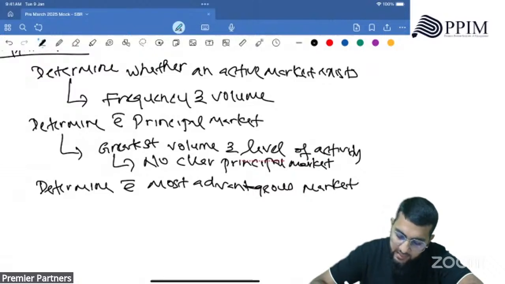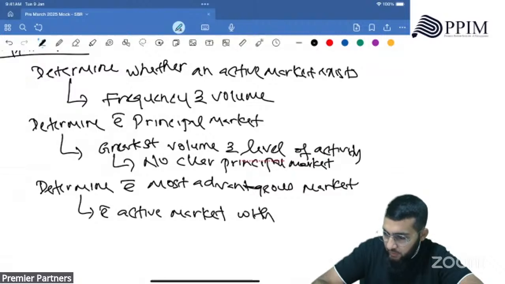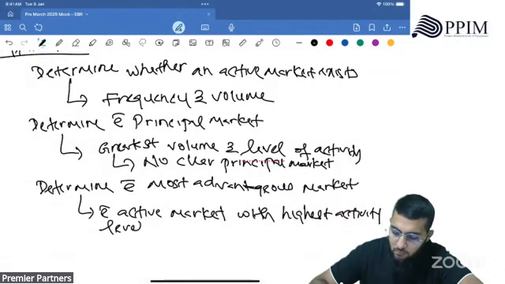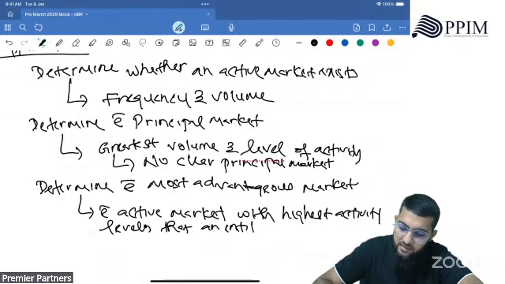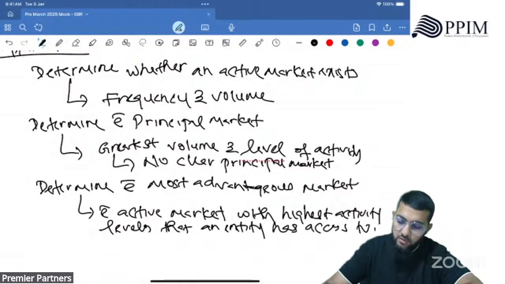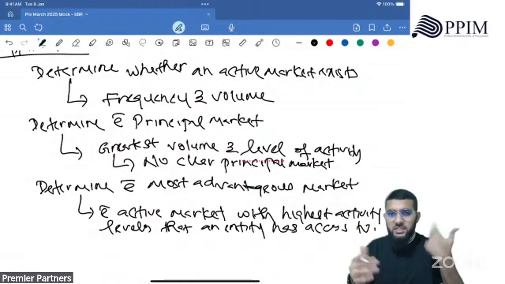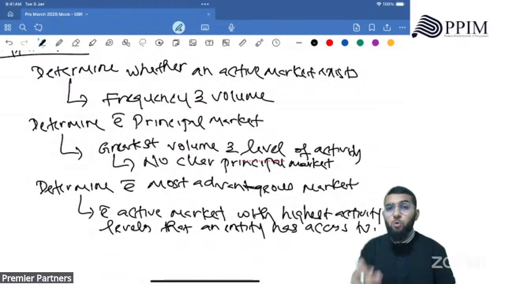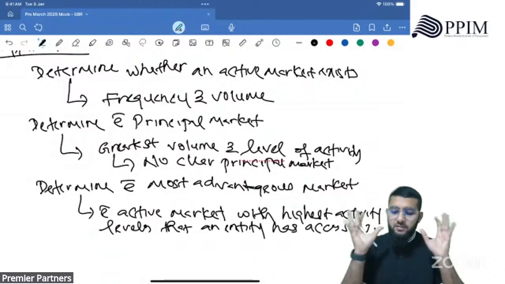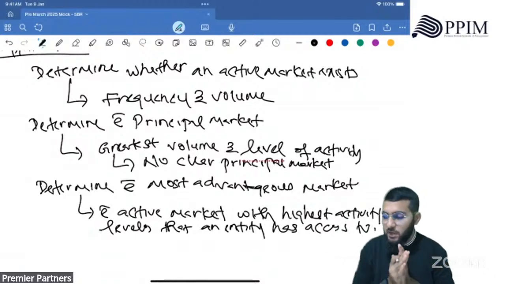Right? So this is the active market with the highest activity levels that an entity has access to, meaning no restrictions. Right? So considering here, we have to explain that A, B, E are removed, and C and D remain. Out of C and D, now we have to select which is the most advantageous market.